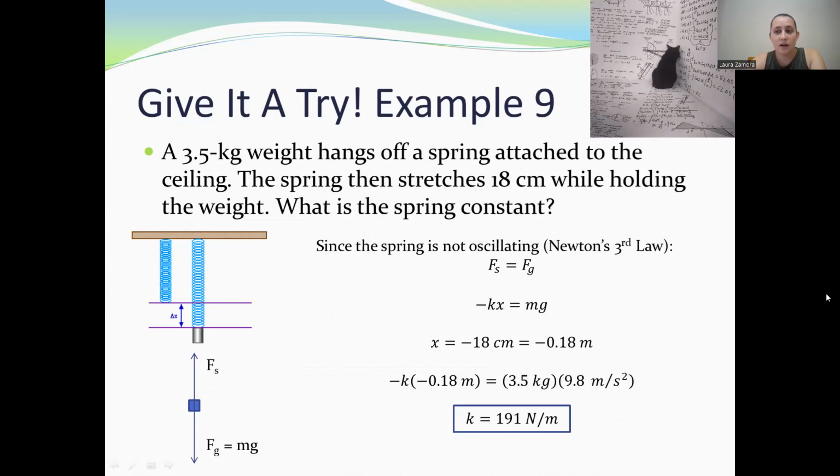So question in the chat: would there ever be a situation where x is positive? Yes, absolutely. There would be a situation where x can be positive, and we will look at some of those later on.